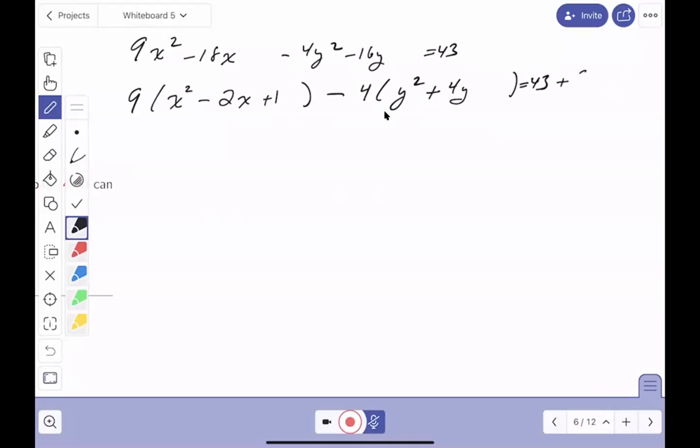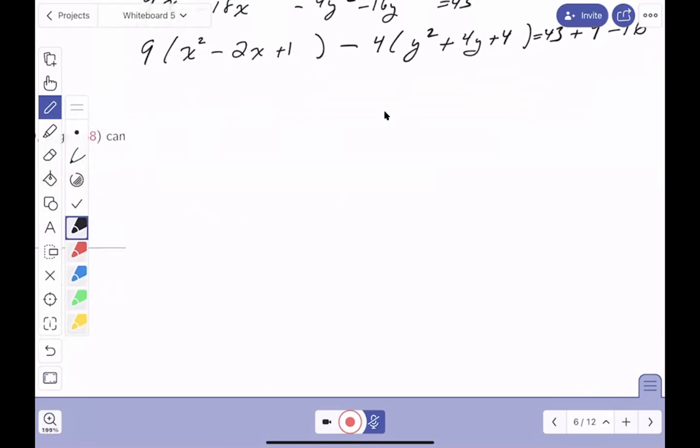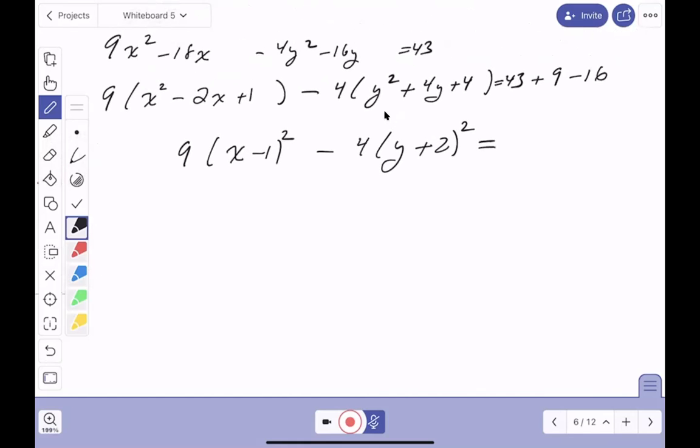We added 9. Now what goes over here? Half of 4 is 2 squared, you get plus 4. We did not add 4. We subtracted 16. Let me write this down for you now. What do you get? 9 times x minus 1 squared minus 4 times y plus 2 squared equals, let's take a look.